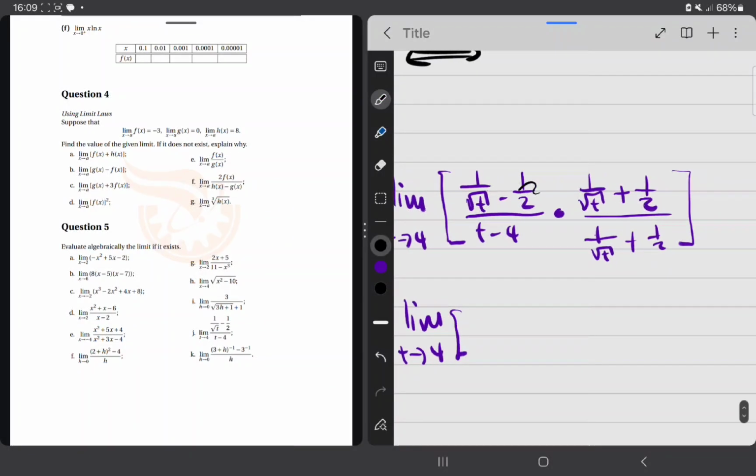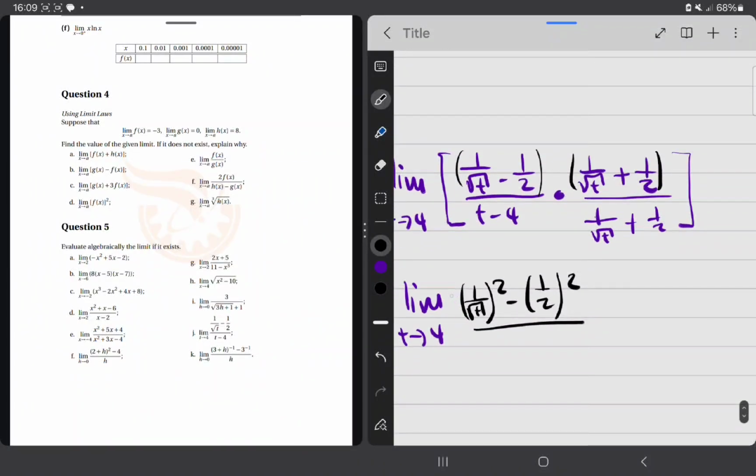And this is going to be equal to the limit as t goes to 4 of, what are we going to have now? When we have two conjugates multiplying, just square the first term, put a minus, and square the last term. So I'm going to square this. So it'll be 1 over root t, all squared, minus a half all squared. That's what you do. Then in the bottom, now we have them multiply each other. So it's going to be t minus 4 multiplying 1 over root t plus a half.